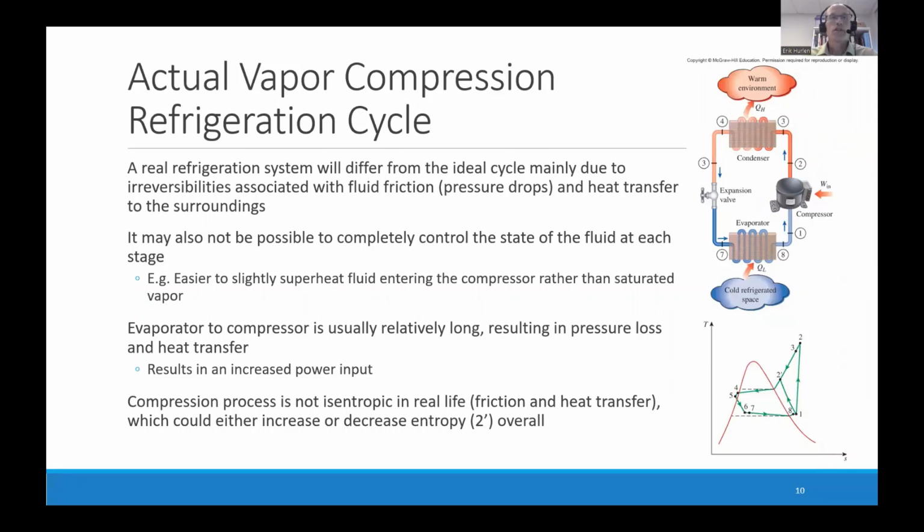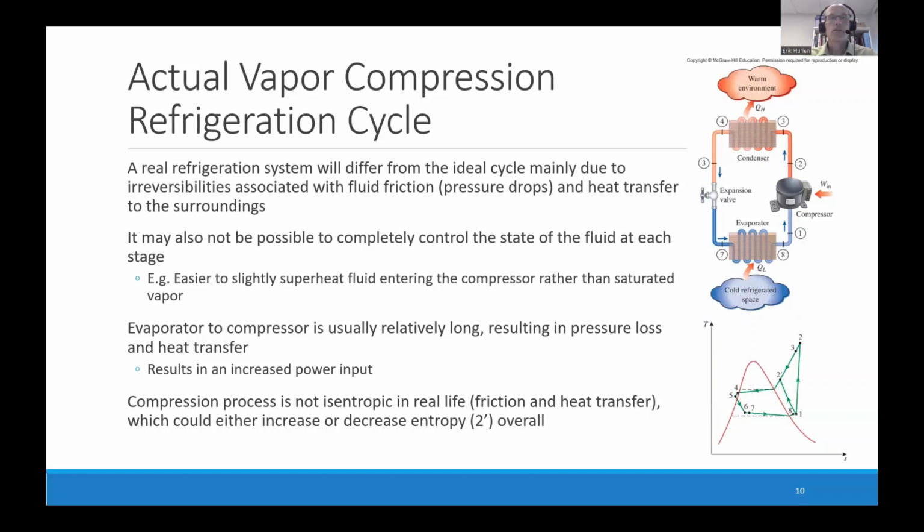For a real refrigeration cycle, there are irreversibilities caused by fluid friction and heat transfer, mainly from the fluid passing through the various piping connections. It is also hard to precisely control the phase of the fluid at each state. Usually the fluid is slightly superheated entering the compressor, as opposed to being exactly a saturated vapor. The compressor and evaporator are generally not that close to each other, leading to a significant amount of friction and heat loss in these pipes. This means there must be an increased amount of work in to make up for these losses.